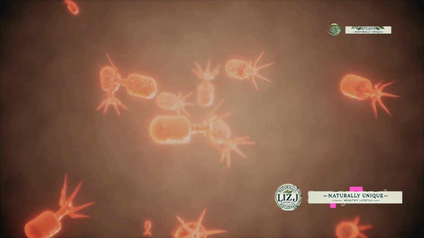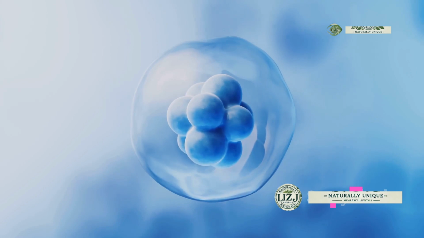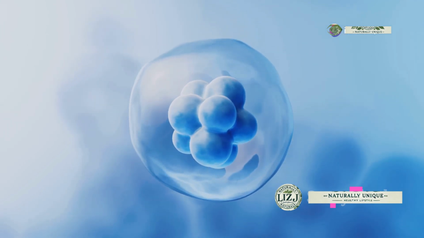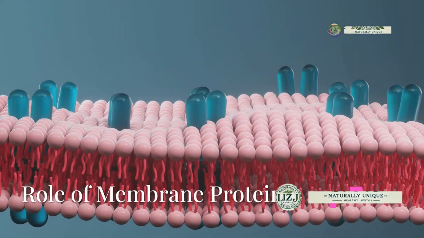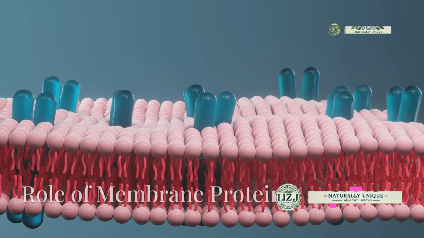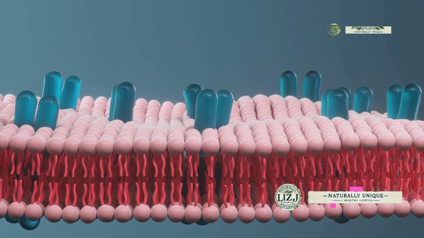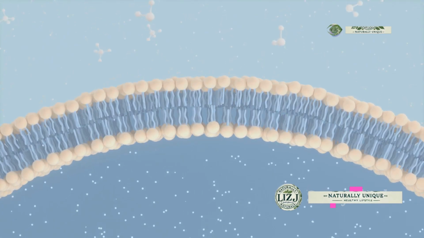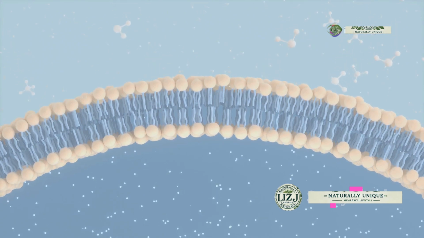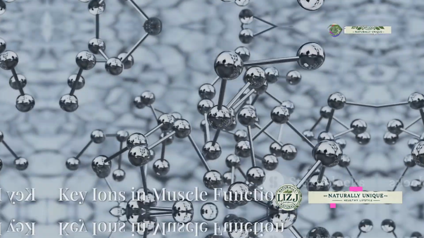The hydrophobic nature of the lipid bilayer prevents free passage of ions, requiring specialized protein channels and pumps to regulate ion flow. Membrane proteins, such as ion channels, transporters, and receptors, control the movement of key ions, ensuring proper muscle function and response to neural stimuli.